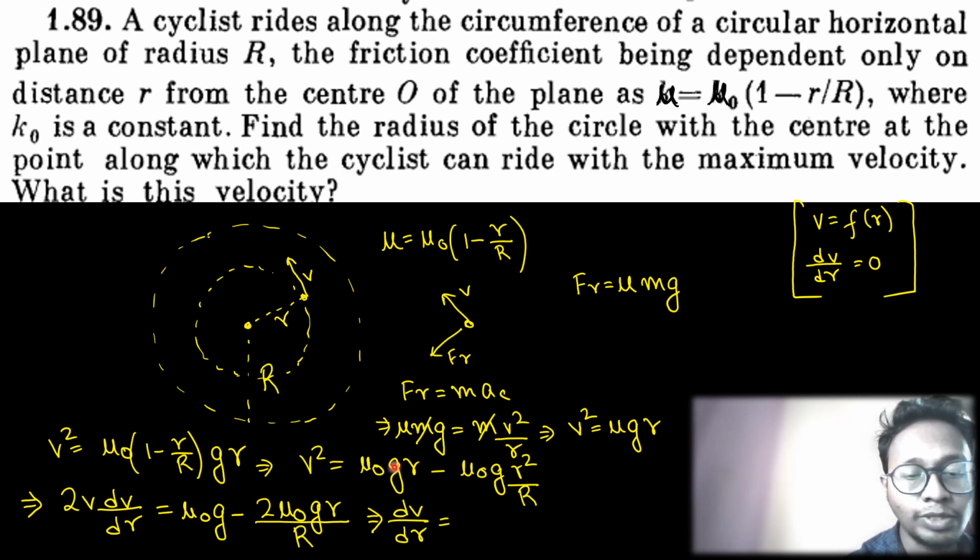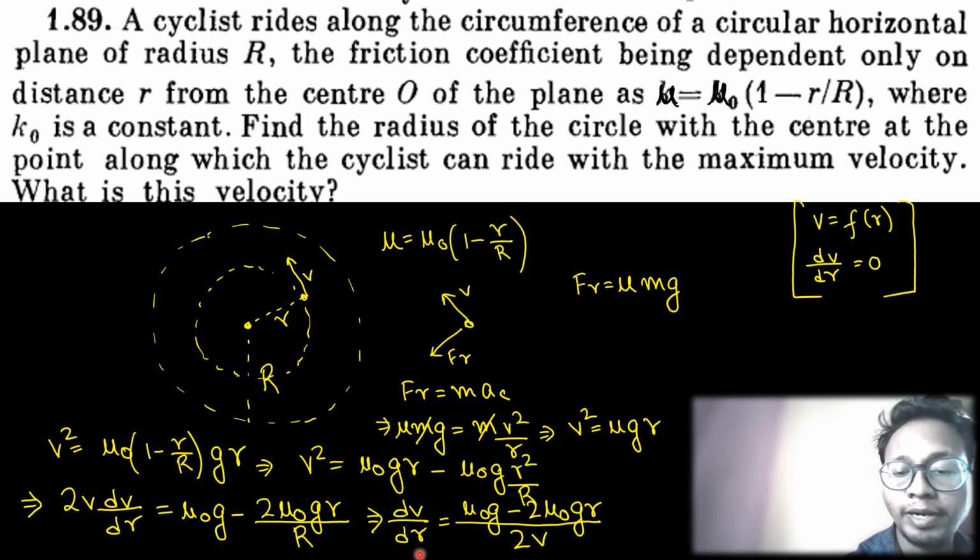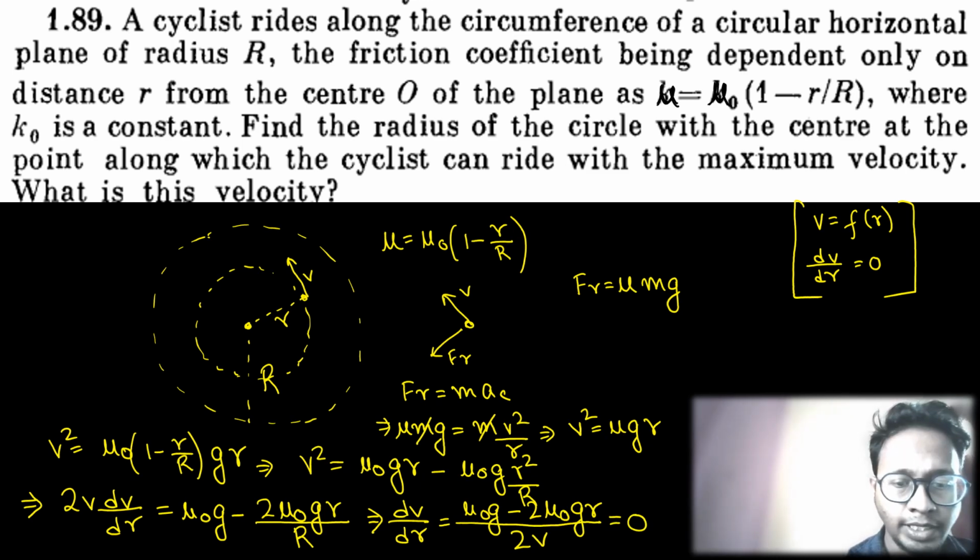Should I apply the chain rule here? Yes, I apply the chain rule: dv square by dv into dv by dr is equal to mu naught g minus 2 mu naught g r by capital R, divided by 2v, and for maximum or minimum this value should be equal to 0. Here I made a little bit of a mistake. It is r by capital R. I forgot the capital R here. So r by capital R.